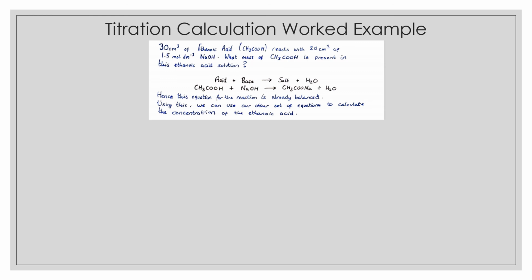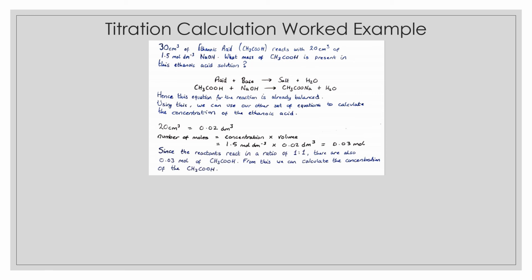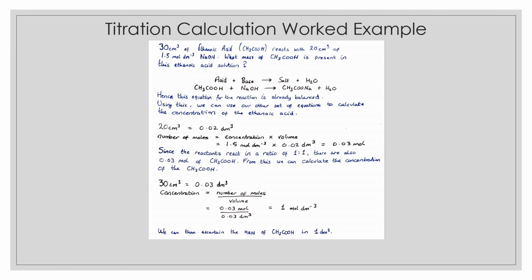So 20 cm³ is equal to 0.02 dm³. We can then do concentration times volume to find the number of moles, which would be 1.5 multiplied by 0.02, which gives us 0.03 moles used in this reaction. Since the equation has a ratio of 1 ethanoic acid reacting with every 1 sodium hydroxide, we can also assume that we use 0.03 moles of ethanoic acid in this reaction. We also know that we had 30 cm³, or 0.03 dm³, so we can do number of moles divided by volume to find the concentration. This is 0.03 divided by 0.03, which equals 1. So the concentration of the ethanoic acid is 1 mole per dm³.